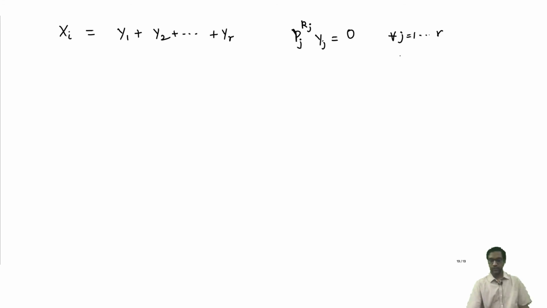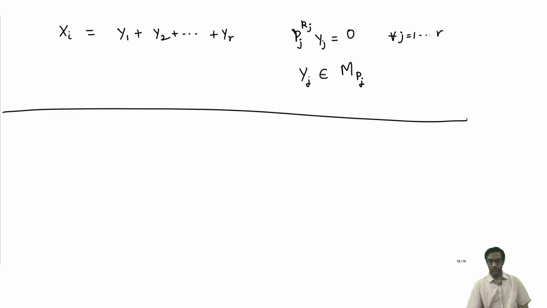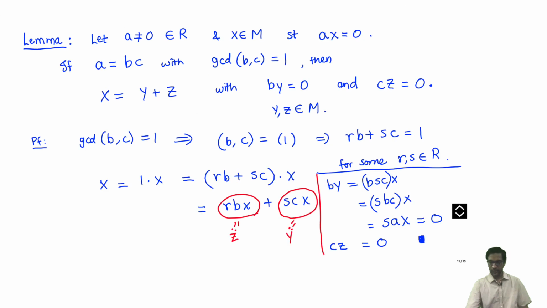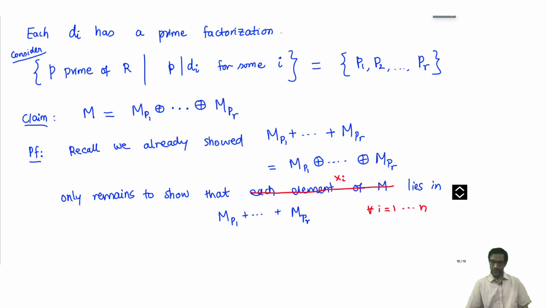One to r. Okay, and this implies that the yj's belong to the corresponding mpj's. Okay, so this completes the proof, because what we have done therefore is to show that each of the generators, so recall this is what we needed to show here, that each of the generators, each element xi of m lies in the sum of these elements.